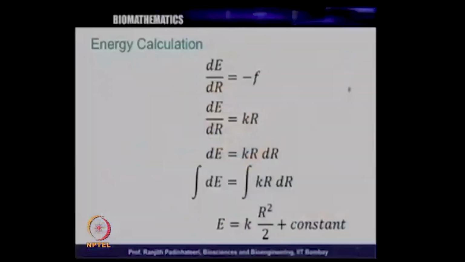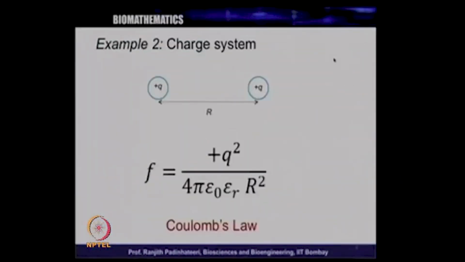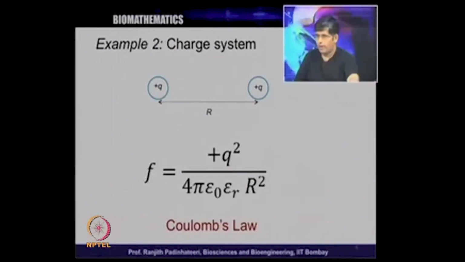Now, let us go to the next case, which is basically charges. As we said, if we learn about springs and charges, we learn a lot about biological systems. Let us take the simplest case of a charge system, which is two charges, plus q and minus q, at a distance r apart.